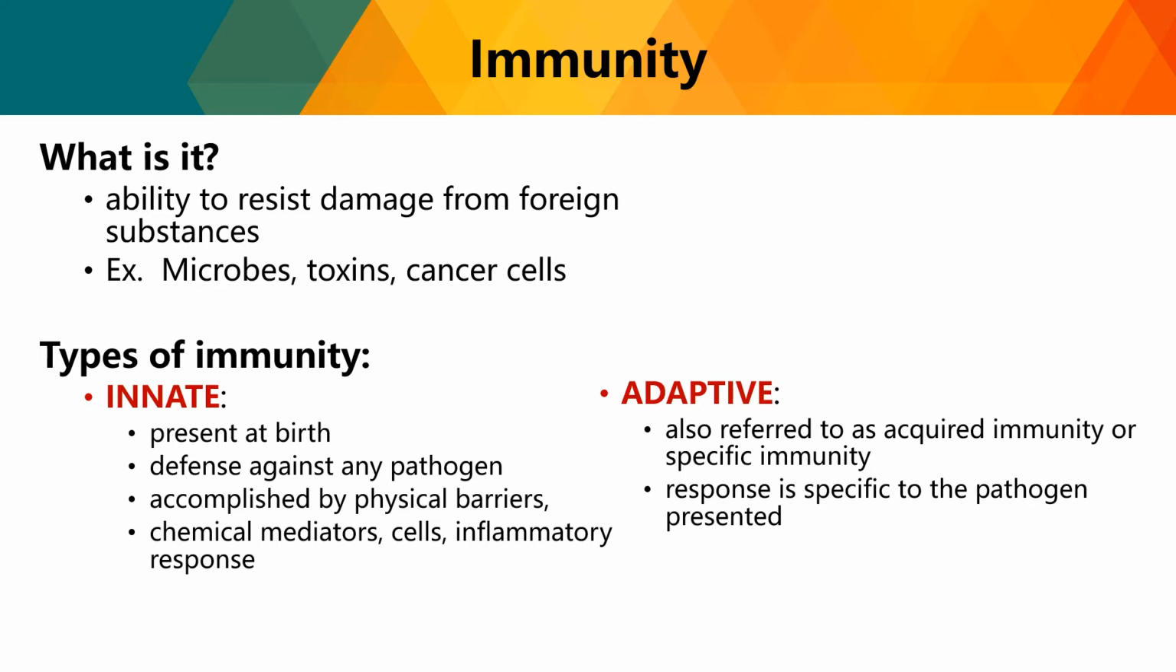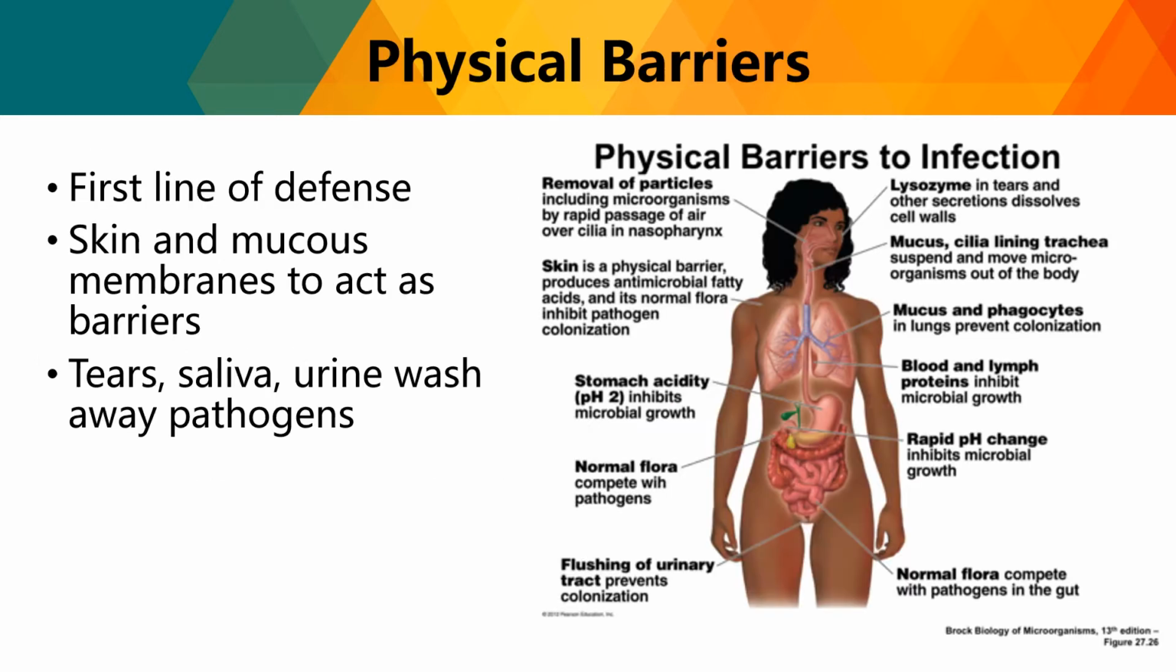It is accomplished by physical barriers. It includes chemical mediators, cells, and inflammatory responses. The other one is the adaptive immunity. It is also referred to as acquired immunity or specific immunity, and the response is specific to the pathogen presented.